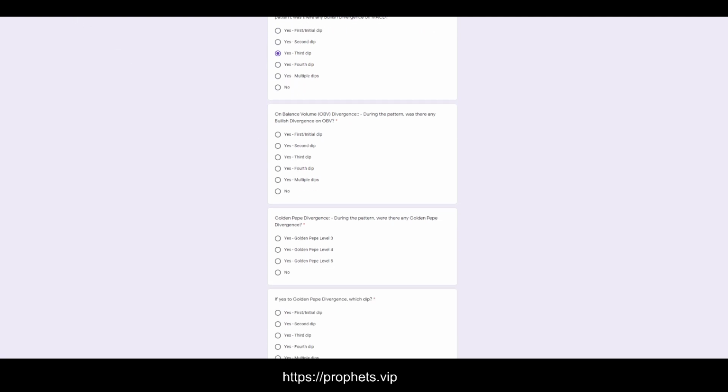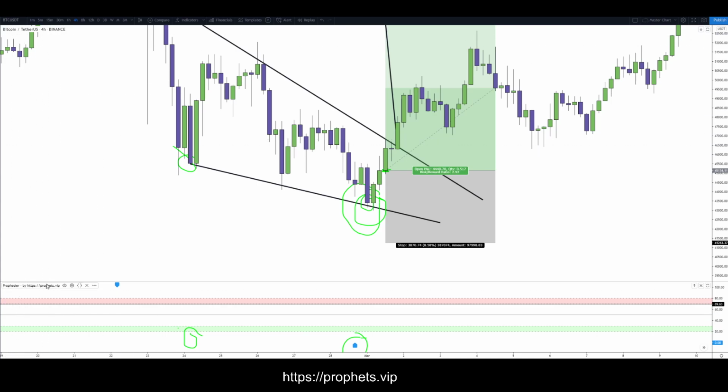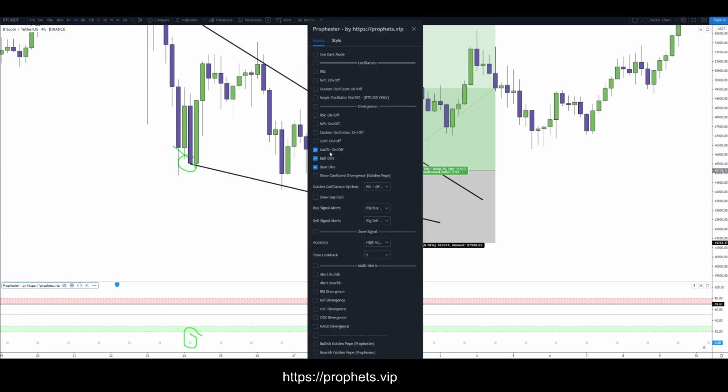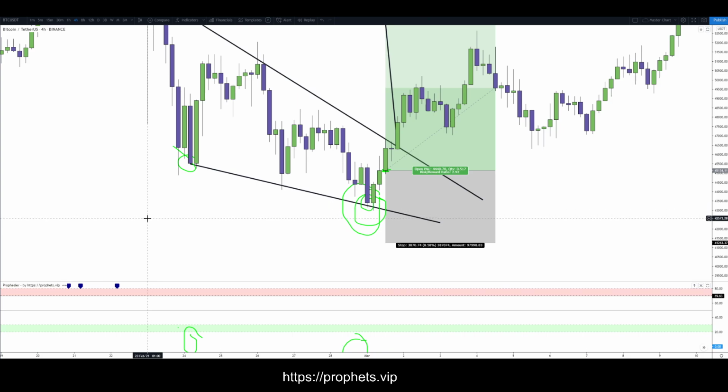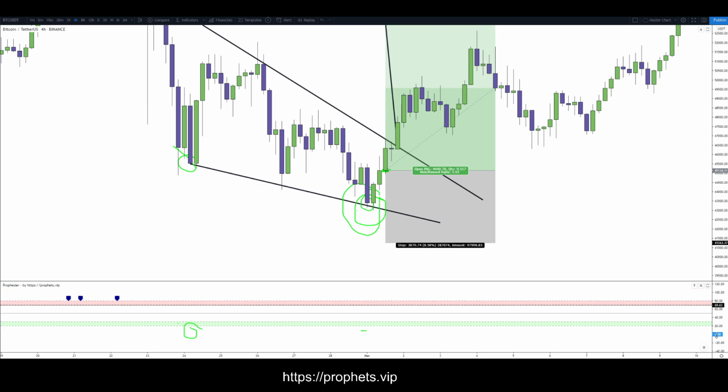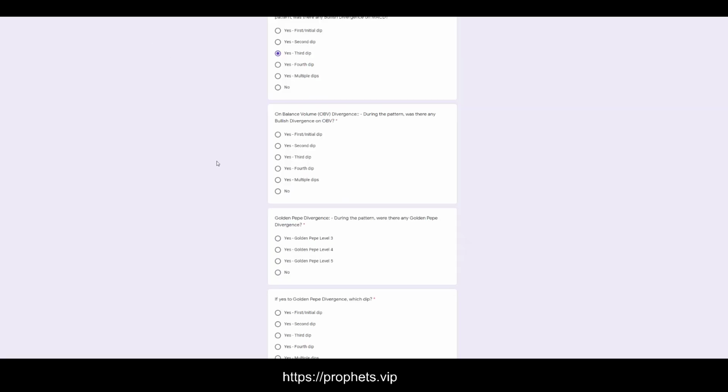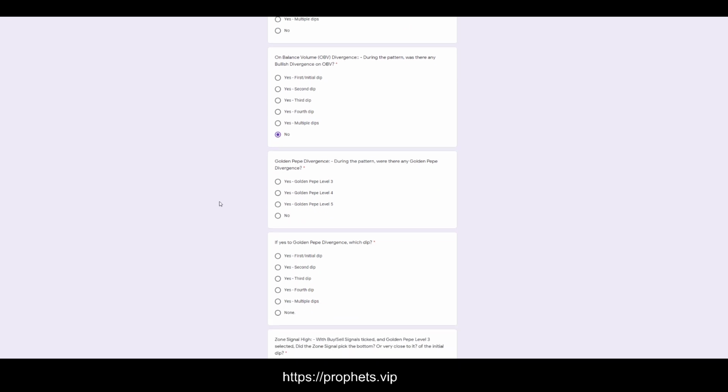And then again, rinse repeat that for OBV, on balance volume, which it stands for. To untick that, retick that. And do we get any divergence of OBV? I can't see any. No, this says no divergence on OBV here.